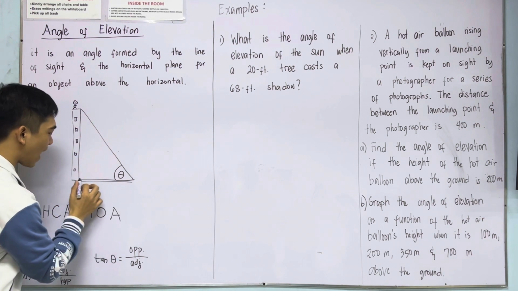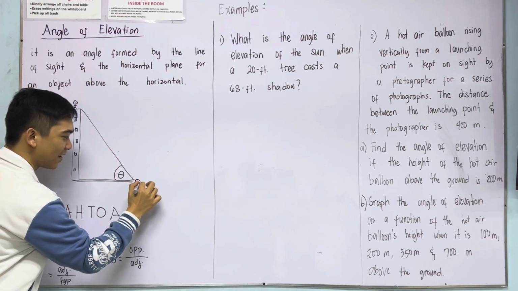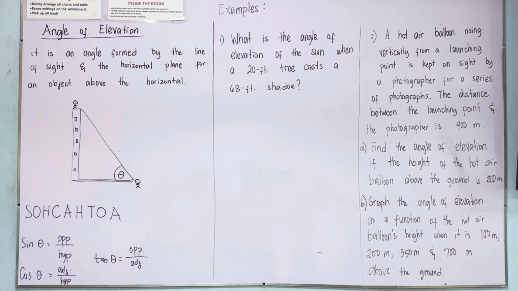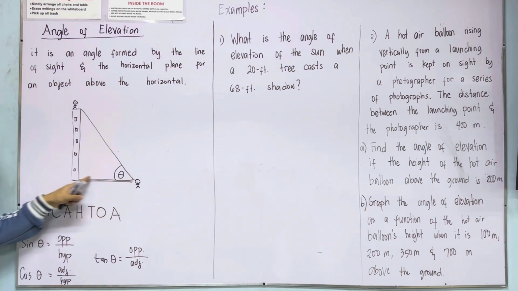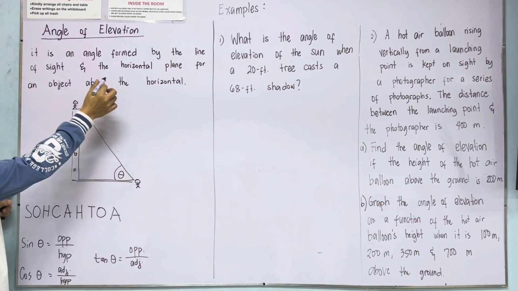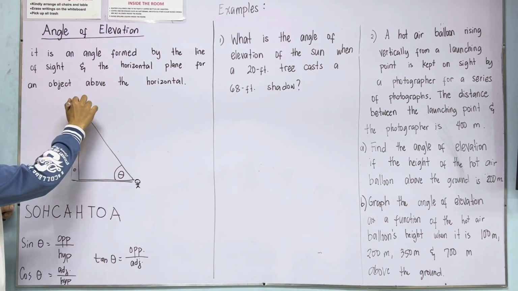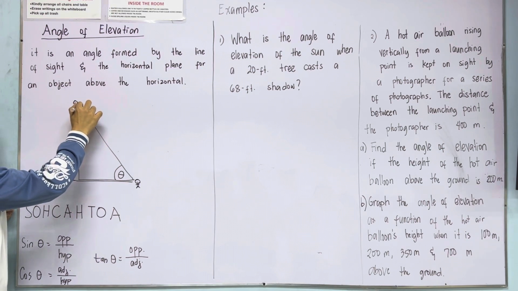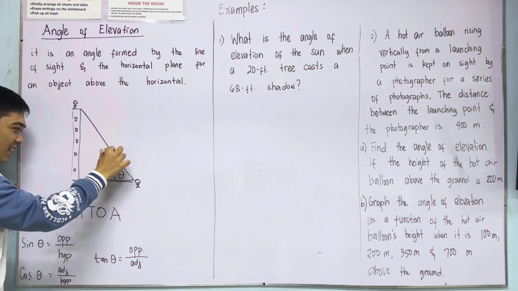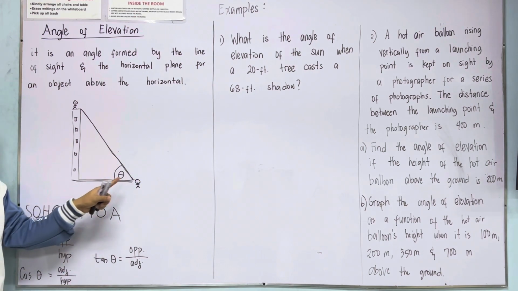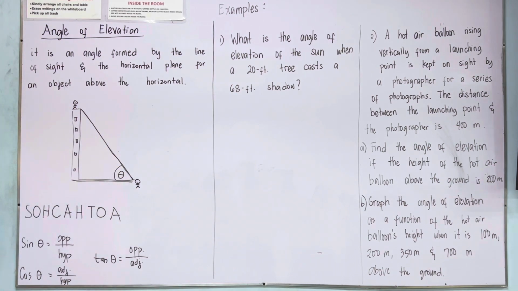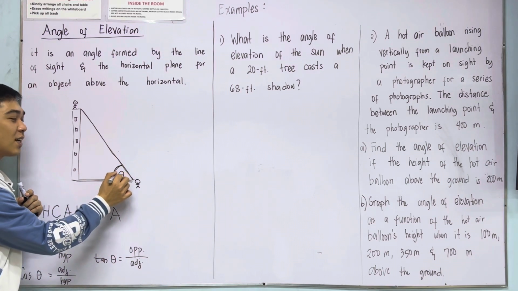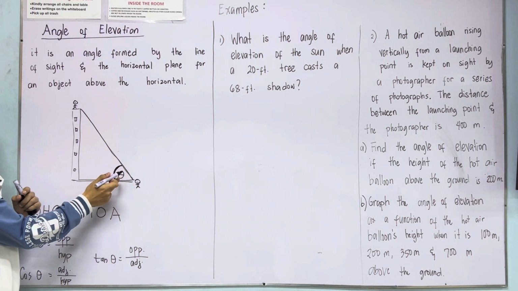Tapos, meron dito tayong line of sight. Sabihin natin, andito si Ken. Okay. Ito na ngayon yung tinatawag natin line of sight. Tapos, yung horizontal line natin ay, let's say, ito yung object natin si Ken going to Frankie. Let's say, tinititigan ni Ken si Frankie. Tapos, yung angle na na-form, ito po yung tinatawag natin na angle of elevation.